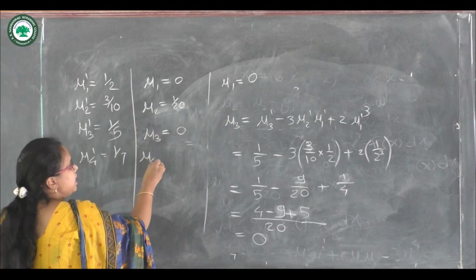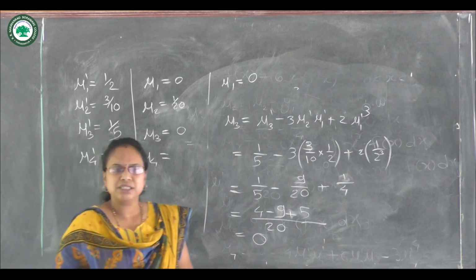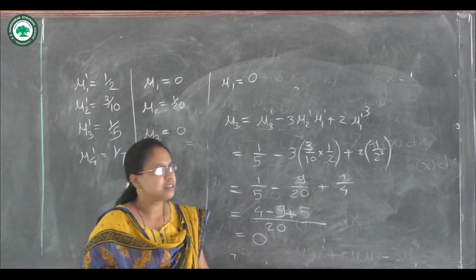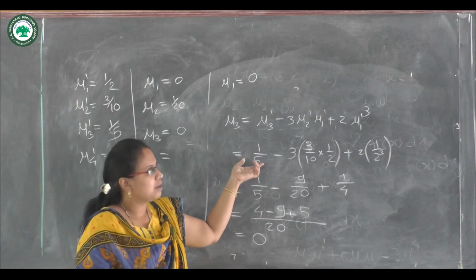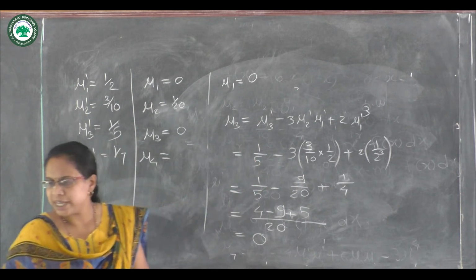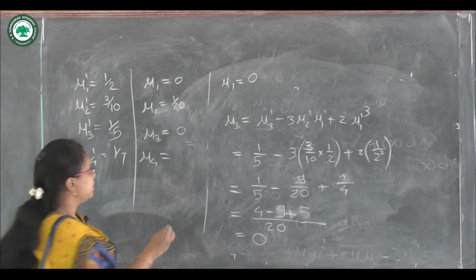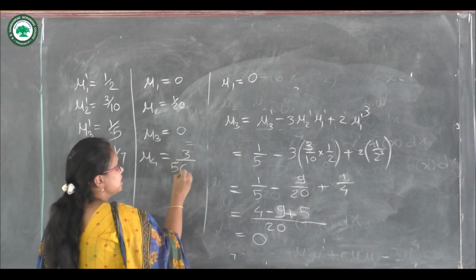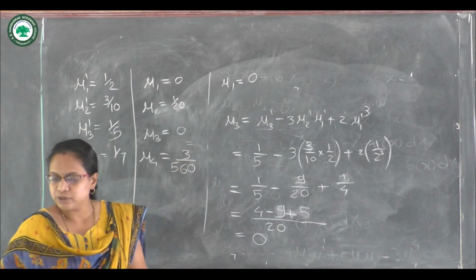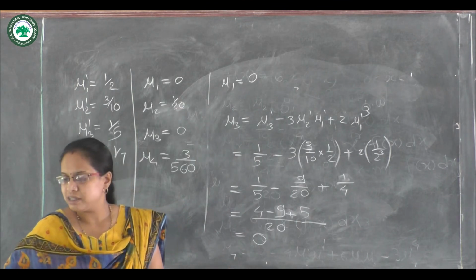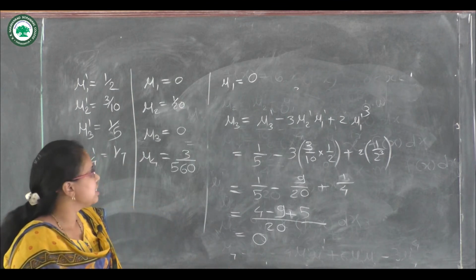Similarly, we can find out mu 4 by substituting all these moments. You can check it by yourself. So I am directly writing the answer here. The mu 4 is 3 upon 560. You can check by yourself. You can solve this. It is an easy method. So these are the moments.